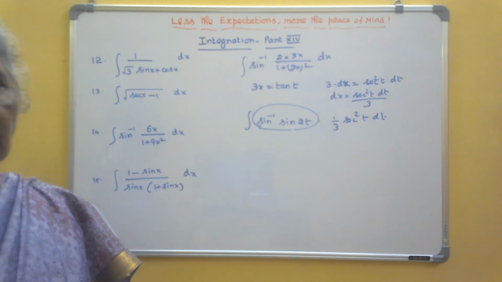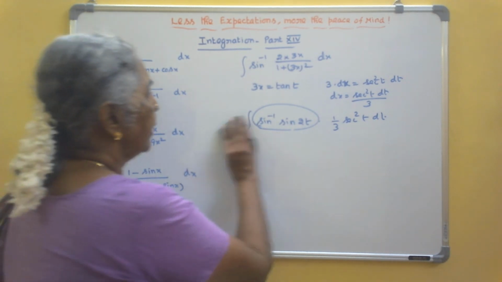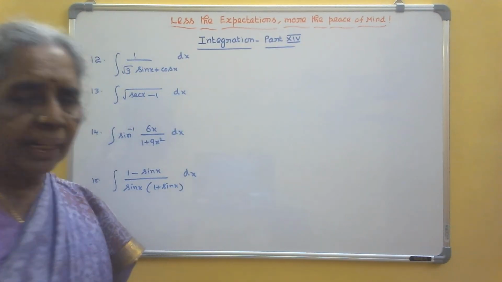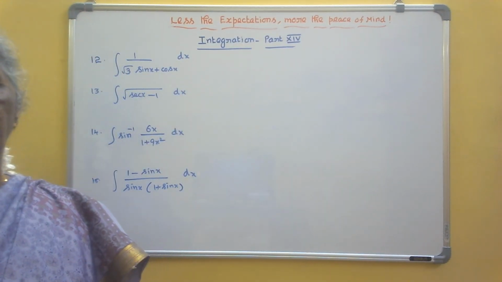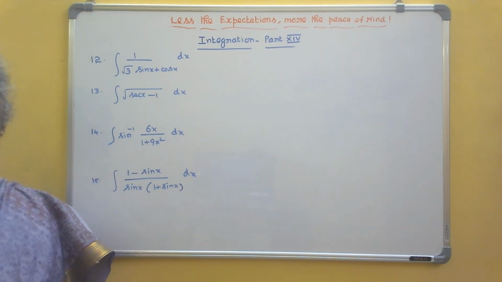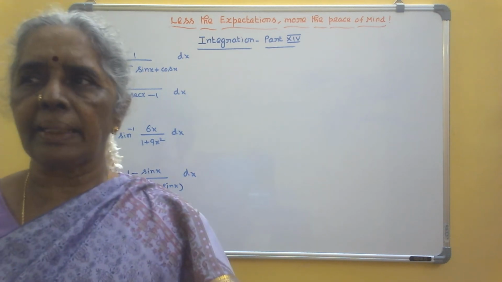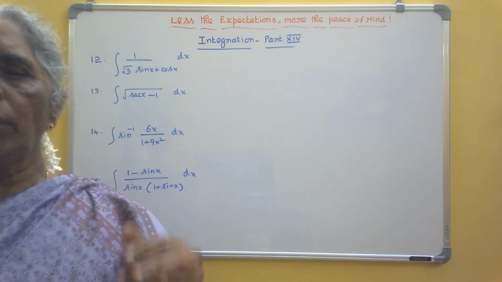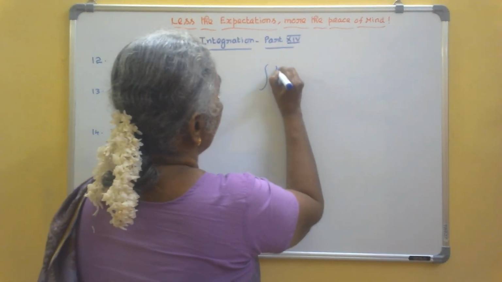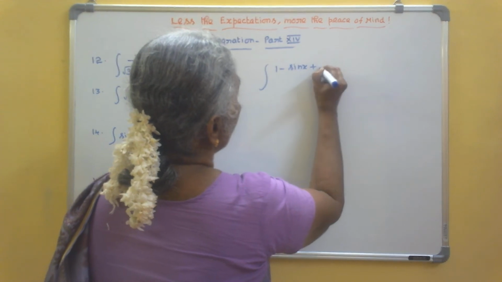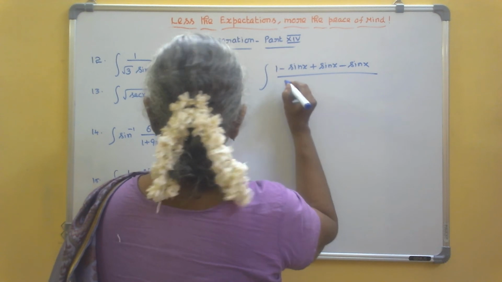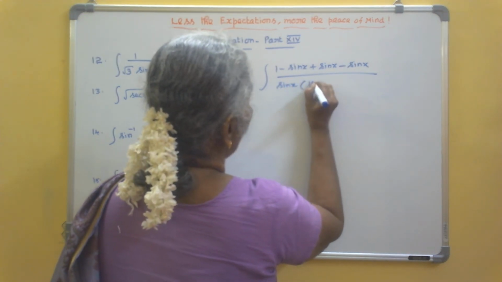Now let us go to the last sum, that is the 15th one, that is integral of 1 minus sin x by sin x into 1 plus sin x. If you look at the numerator, you have 1 minus sin x. Here I have 1 plus sin x. I want to get some 1 plus sin x so that it will be a bit easy. So I am going to add and subtract sin x to the numerator. So now the numerator will be 1 plus sin x and minus sin x here. The denominator I will write as it is.